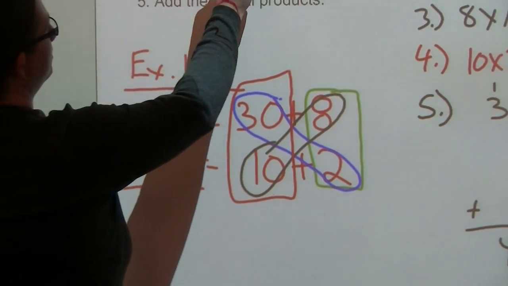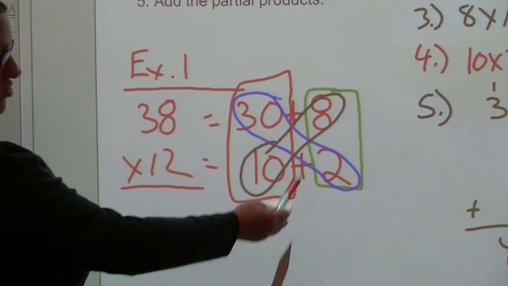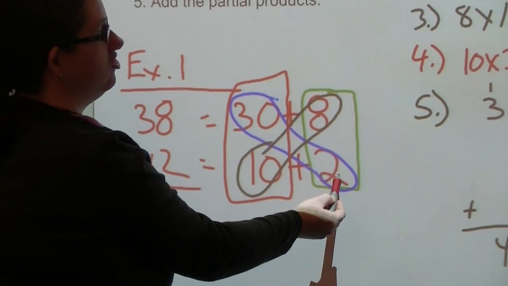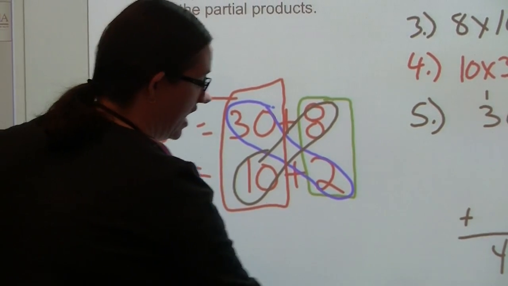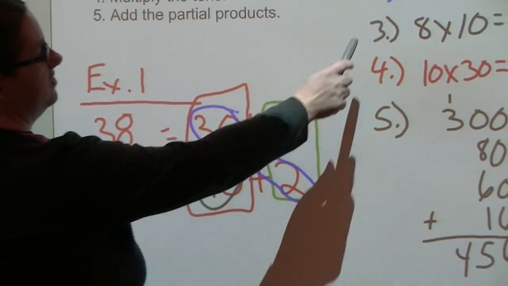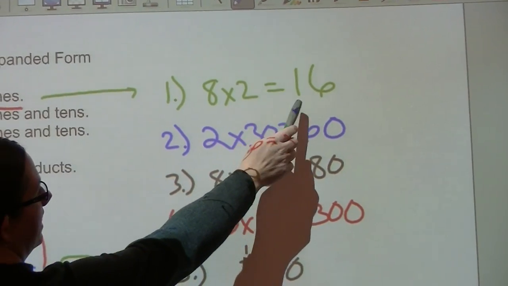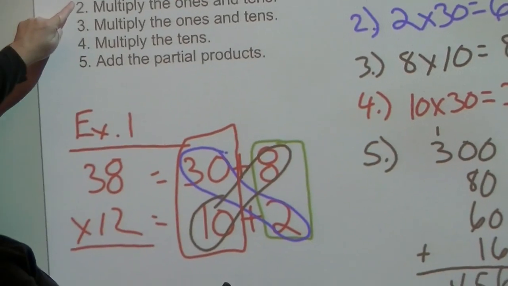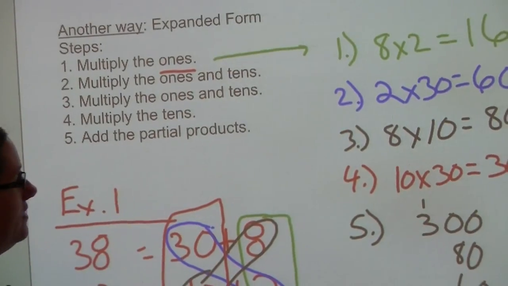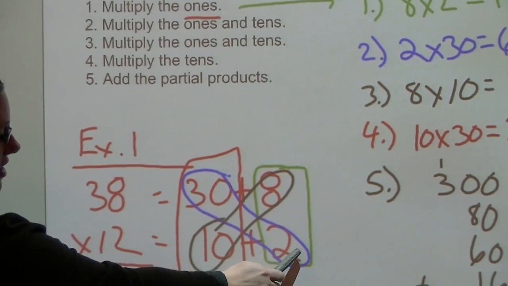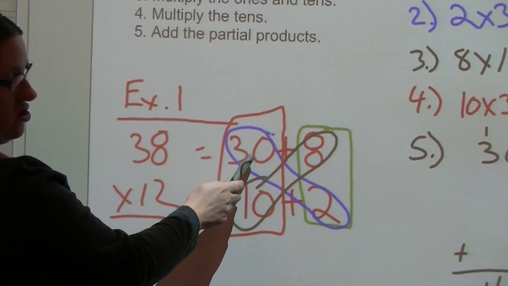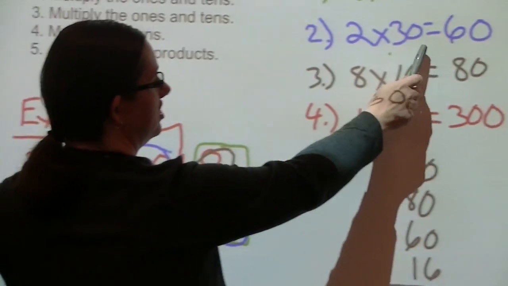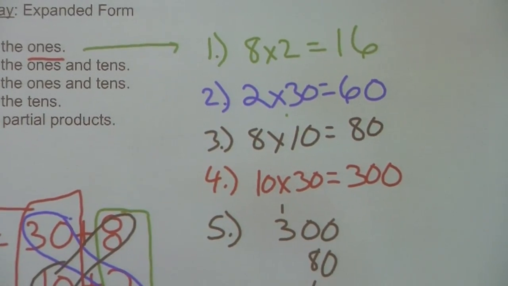It says multiply the ones. What two numbers here are in the ones place, or what represents ones? The number 8 and the 2. So over here on the side, for understanding purposes, I wrote out 8 times 2, and that gives us what? 16. Good. Now our second step says to multiply the ones and the tens. So I'm going to start here, and I'm going to do 2 times 30 because 30 is in my tens place. So I write over here 2 times 30 equals 60.